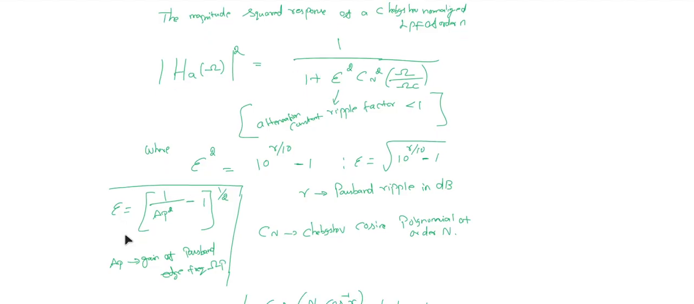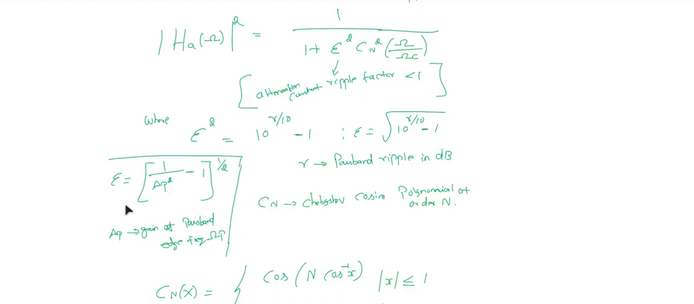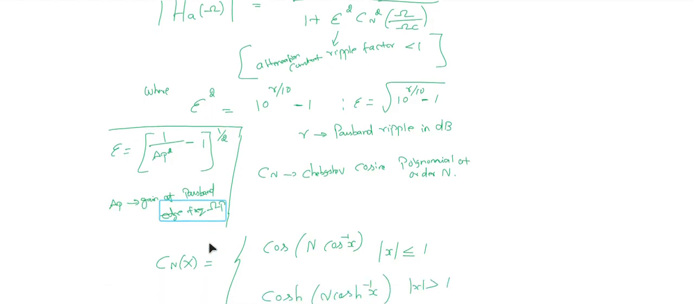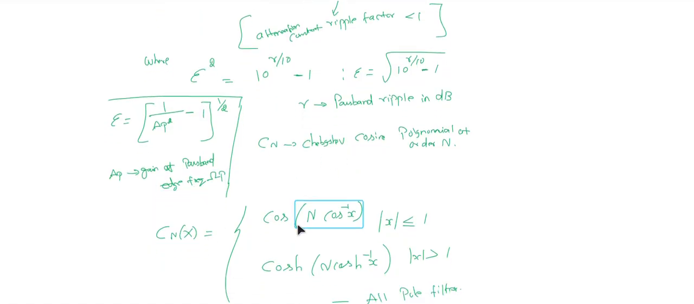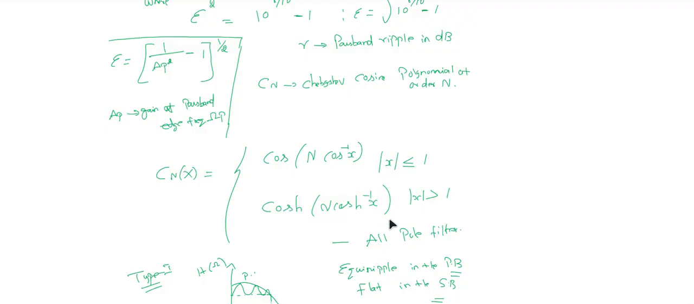In some other books the notations will be different. If you refer to the Nagarkar book, the epsilon is given by 1 by ap squared minus 1, to the power 1 by 2. Here ap is the gain of the passband edge frequency omega p. The Chebyshev cosine polynomial can be defined by Cn of x equals cos of n cos inverse x, where the modulus of x is less than or equal to 1, and the hyperbolic function cosh of n cosh inverse x, where x is greater than 1.